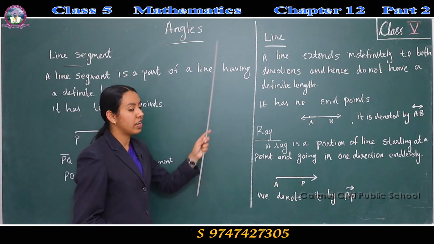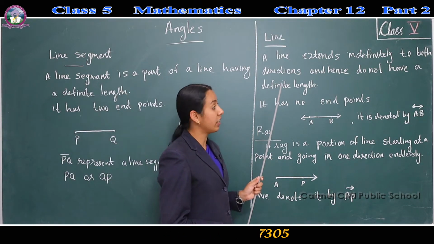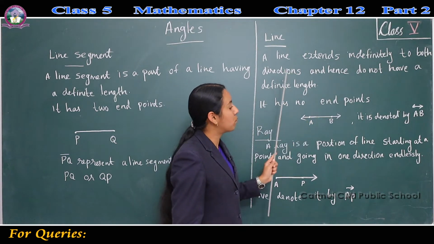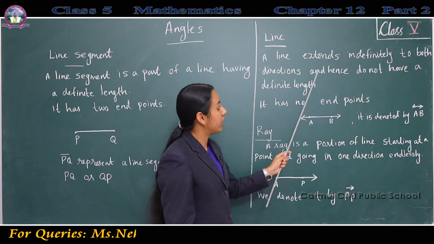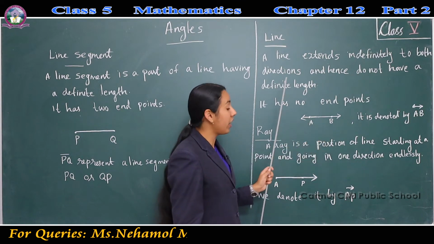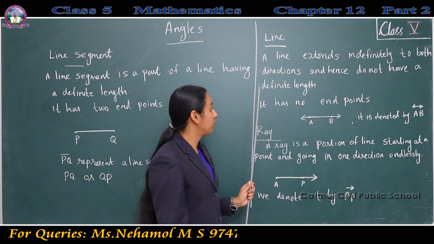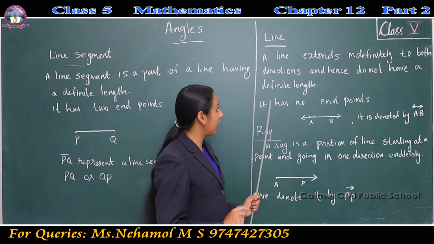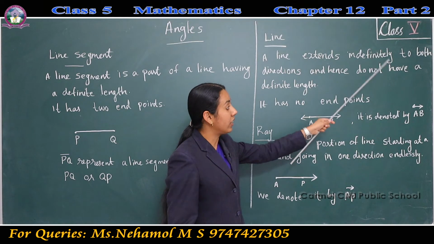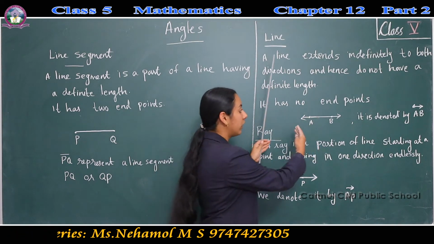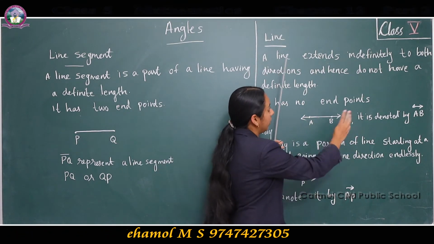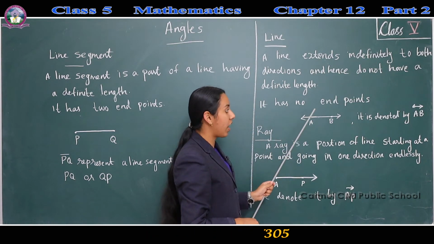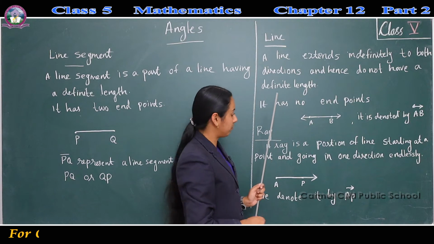Then next one, line. What do you mean by a line? A line extends indefinitely in both directions and hence does not have a definite length. It has no endpoints. We can extend a line indefinitely in both directions, so it has no endpoints.